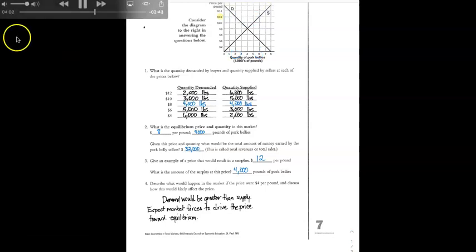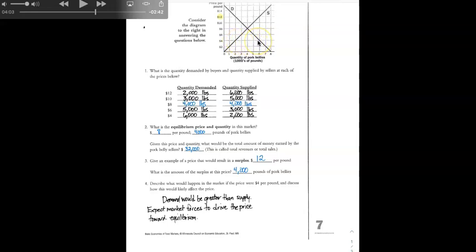Now we're asked also to describe what would happen in the market if the price were $4 per pound, and then discuss how that would affect the price. I would just simply say that, well, at $4 per pound, you can see that the demand is going to be much greater than the supply. So you're going to have a shortage.